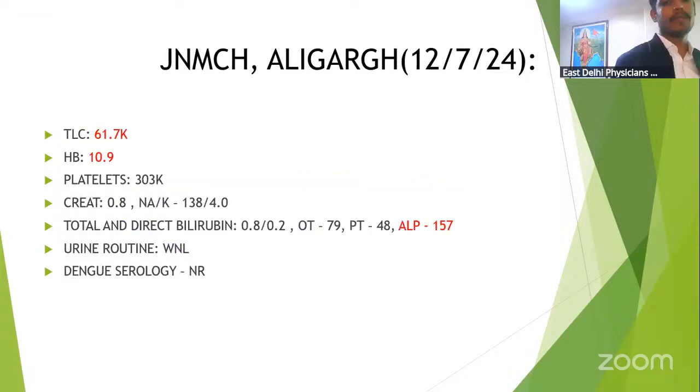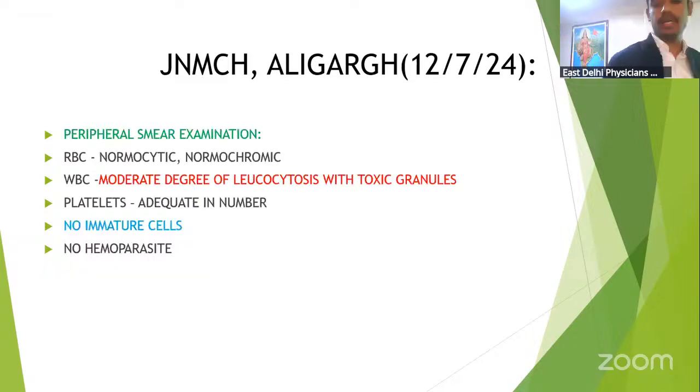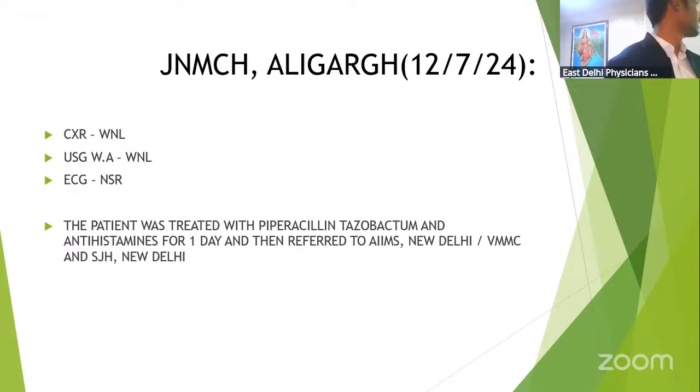So by this time, we know that the patient has a high TLC count. Looking at a 61,000 TLC, our first differential is either that the patient is in sepsis or the patient could be in a leukemia. But the peripheral smear does not show any blast cells or any immature cells, and in fact it shows toxic granules. So we go more in favor of sepsis. We don't have the differential counts at this stage.